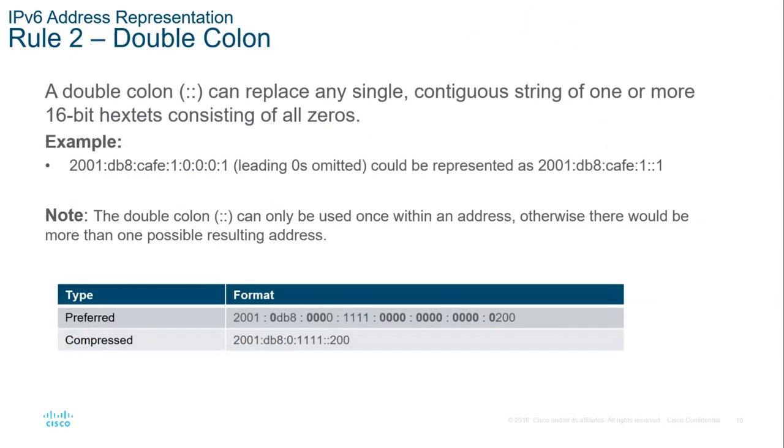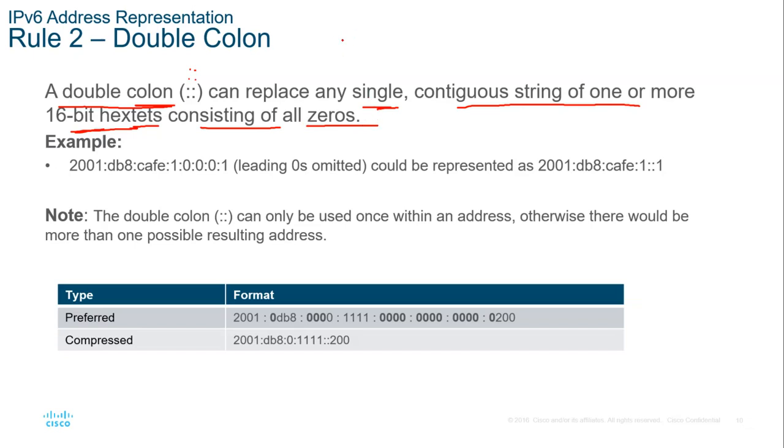So let's go next. We have another rule. This other rule is going to bring in what you call the double colon. We had the colon, but this time we're going to bring in the double colon. It can replace any single and contiguous string of one or more 16-bit extents consisting of all zeros.